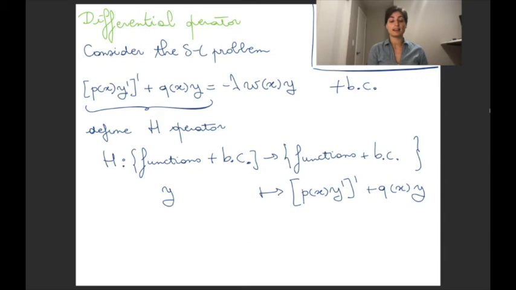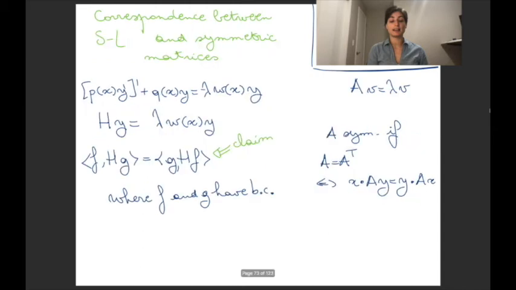So I define the operator H that takes my (p(x)y')' + q(x)y plus the boundary conditions and spits out something that again satisfies the boundary conditions. So it takes in y and spits out my left-hand side. And I want to build a correspondence between this completely random operator that I just built and the symmetric matrices.